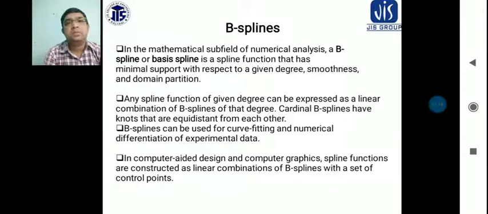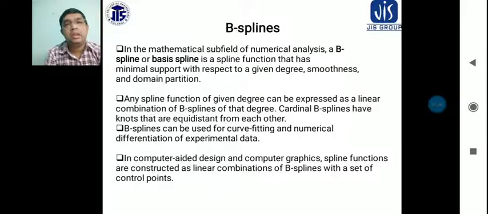A B-spline, or basis spline, is a spline function that has minimal support with respect to the given degree, smoothness, and domain partition. Any spline function of a given degree can be expressed as a linear combination of B-splines of that degree. Cardinal B-splines have knots that are equidistant from each other. B-splines can be used for curve fitting and numerical differentiation when experimental data is required.